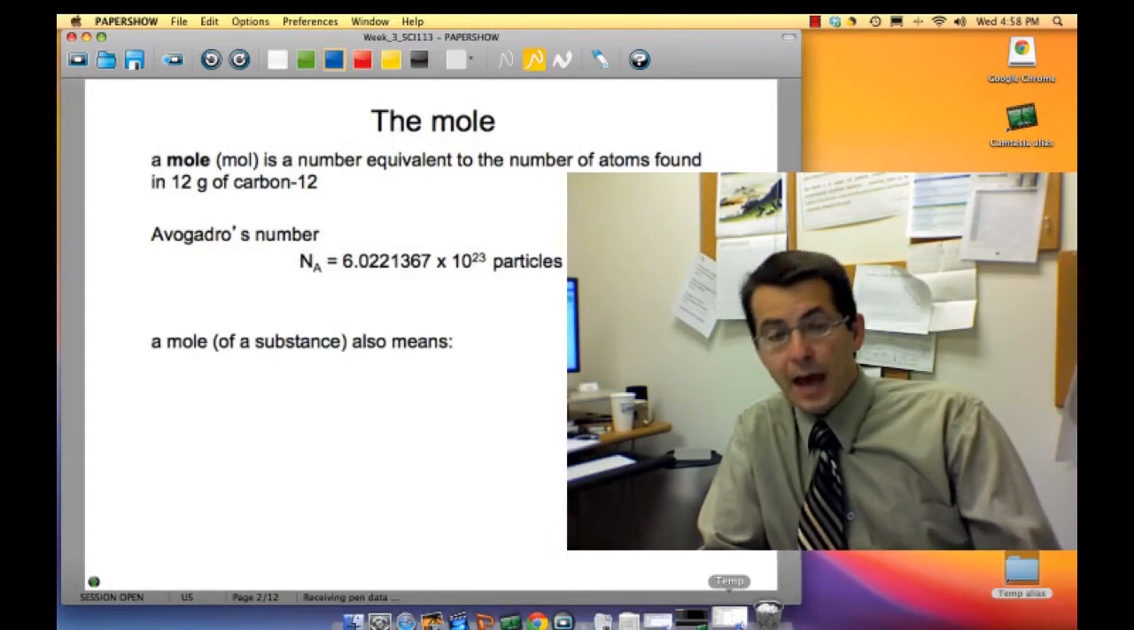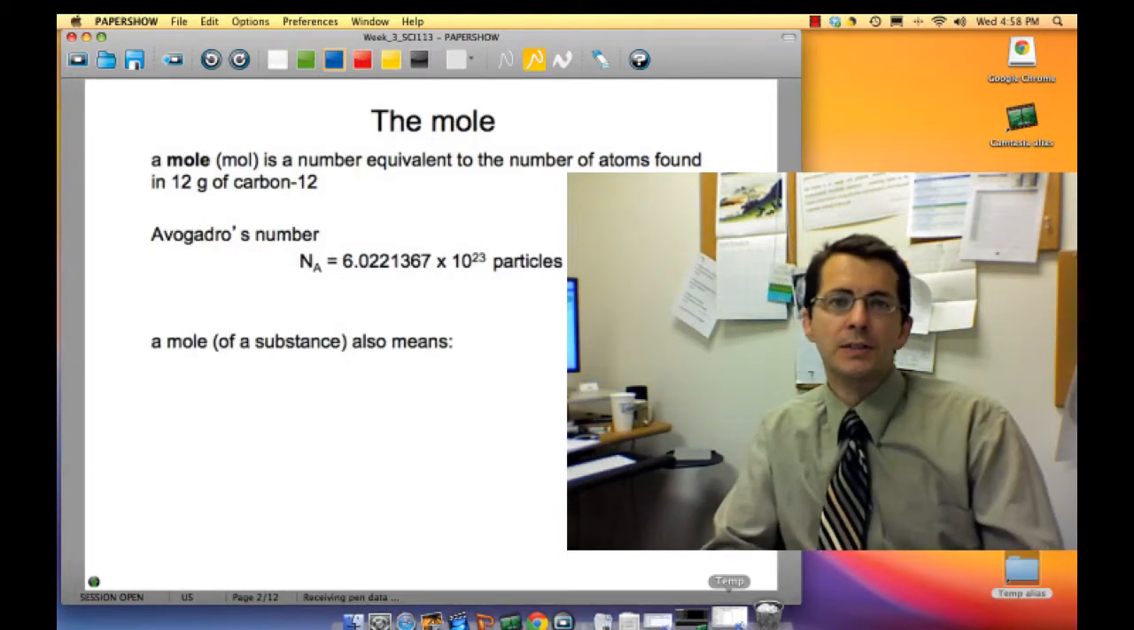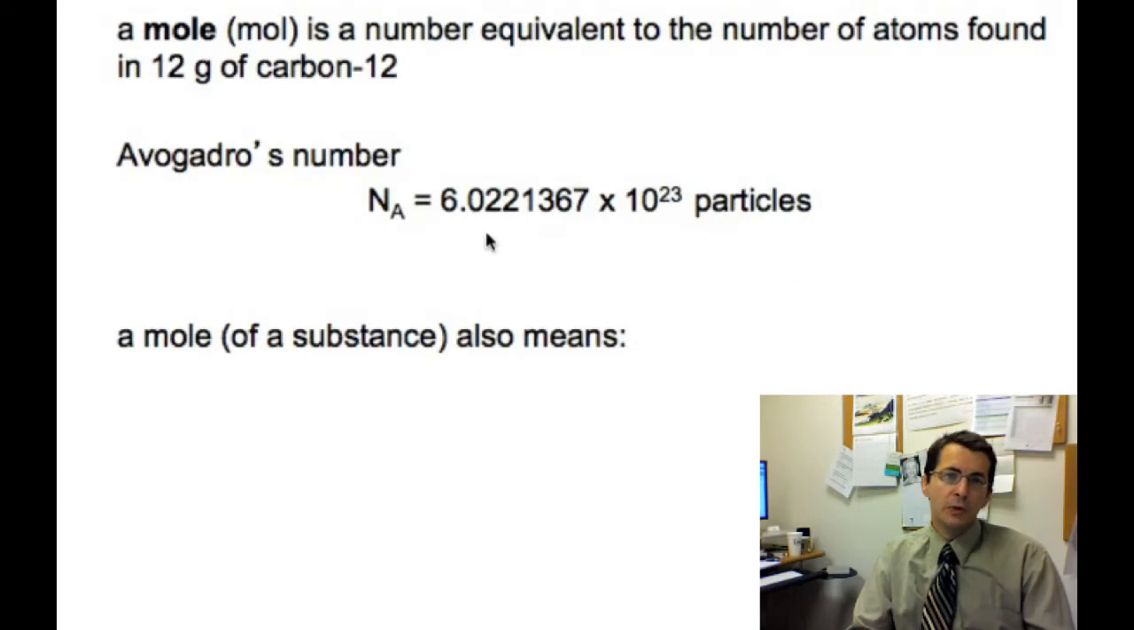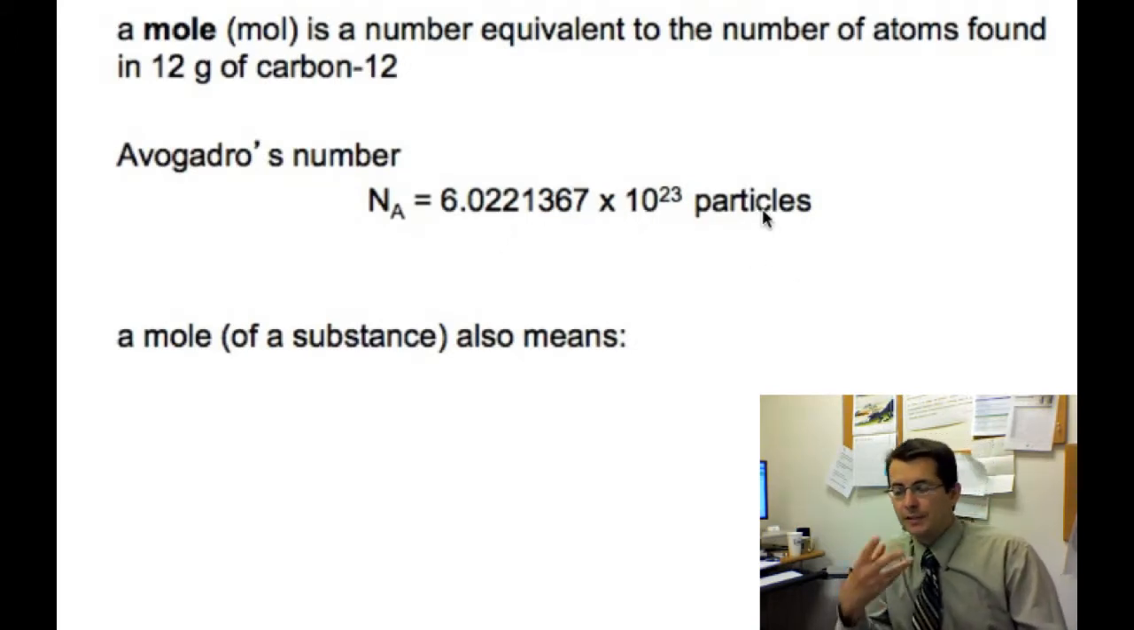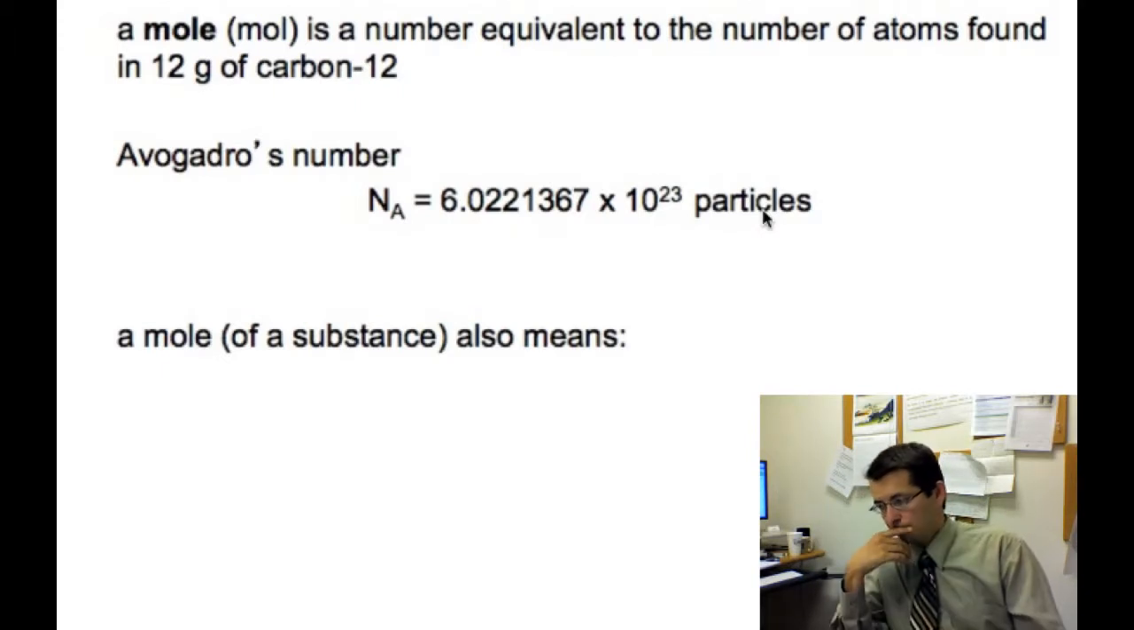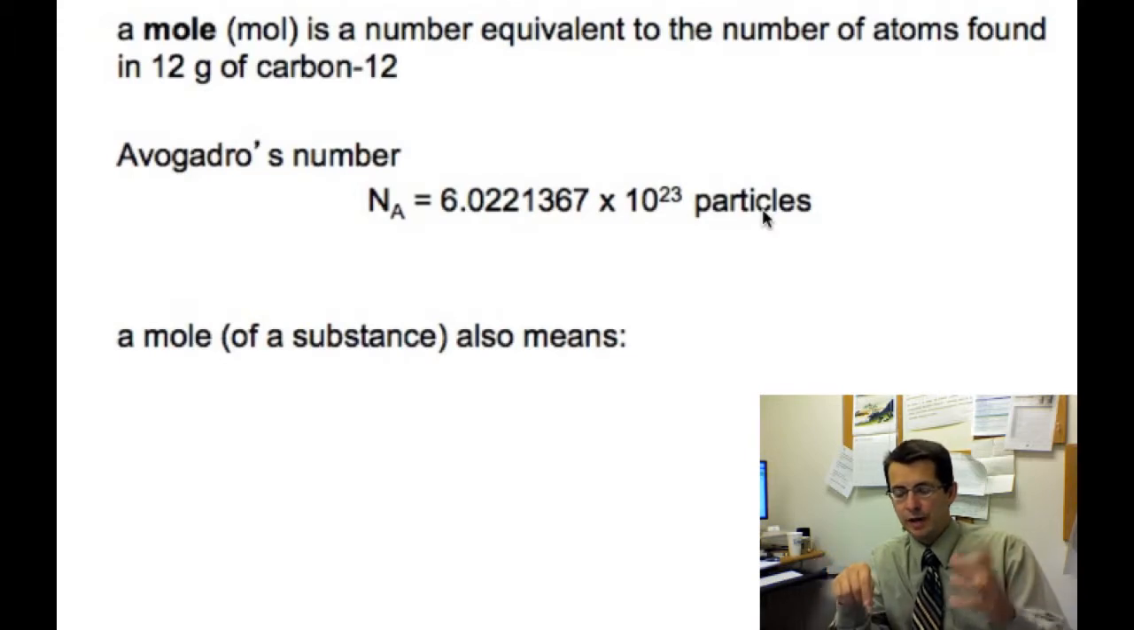It turns out that that number of particles is 6.022 and change times 10 to the 23rd particles. And we give this the name Avogadro's number, or Avogadro's constant. And this number can be determined experimentally from a number of different cases. It turns out it's very useful in relating atomic level events to macroscopic events.